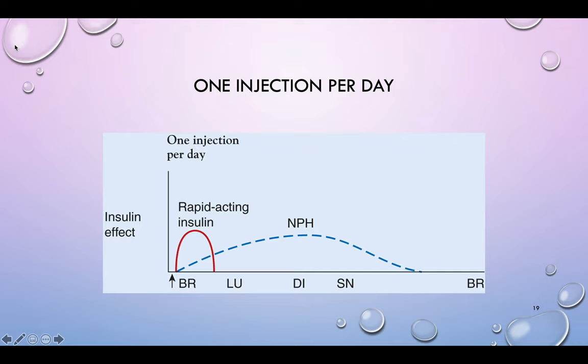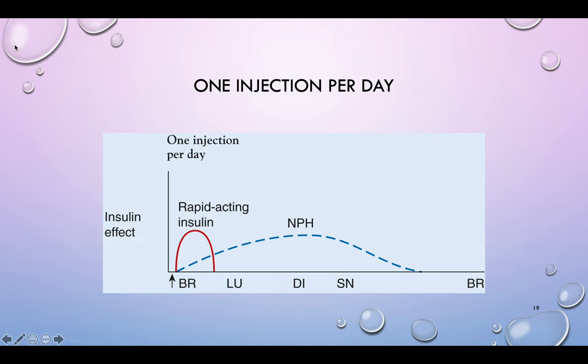This is showing you what it looks like with one injection per day. So they're having rapid-acting insulin at breakfast, and then they're using NPH for the rest of the day. You can see how this NPH peaks and then it comes down, and then there's no coverage, it looks like, for quite some time before breakfast. And any place that rapid-acting and NPH cross can be a low.